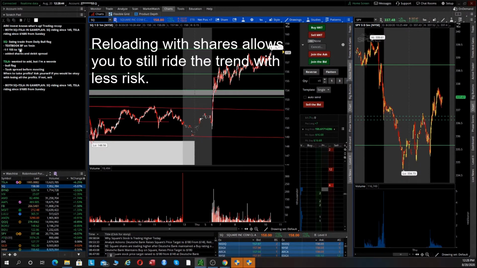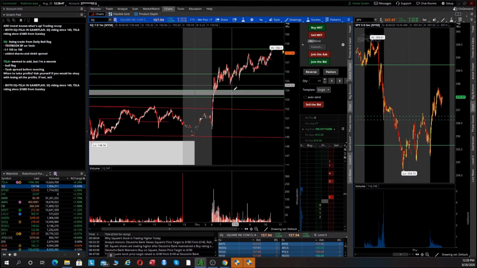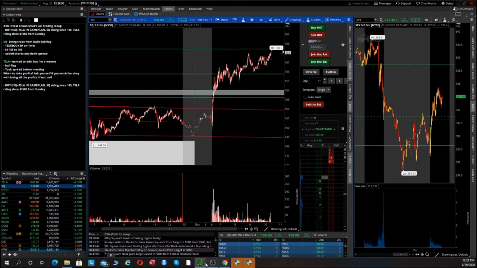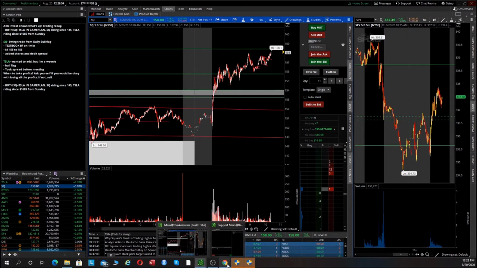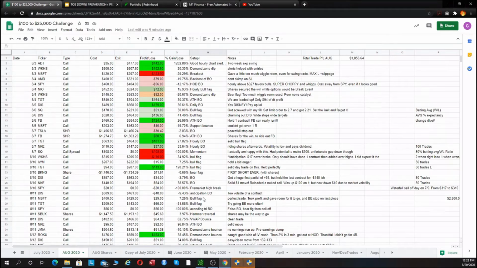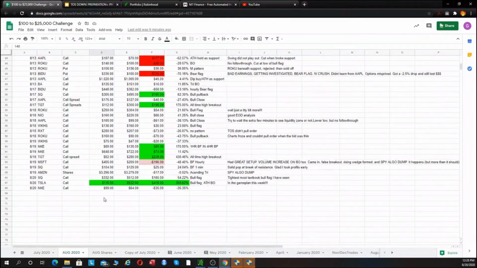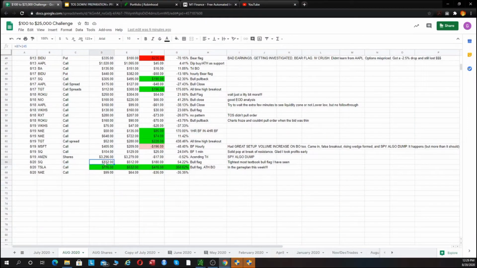So SQ, we entered at 155. Our stop loss was about 154. And we took it off at 156, and that was nice. Let's check out the trades right here. And the SQ, that was 332 into 512. That was a nice solid $180 on SQ.